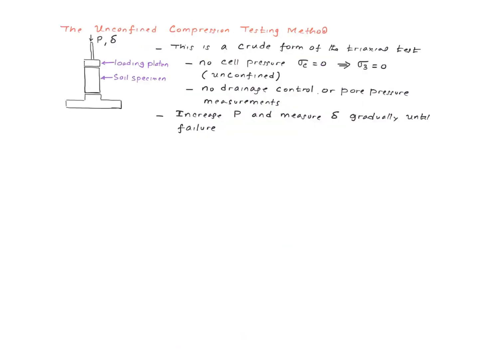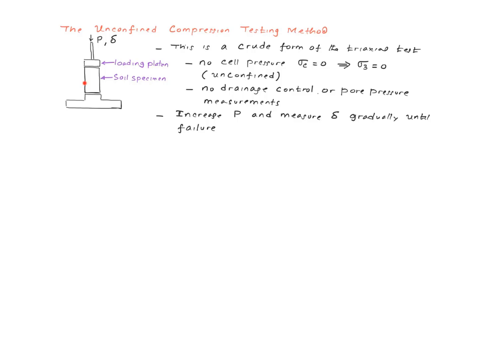Now let's talk about the unconfined compression test. Just to summarize what we talked about in the earlier slide, the specimen is not confined and therefore the total horizontal stress is zero. If the specimen is not already fully saturated, there's no facility to saturate the specimen here. We don't measure the pore pressure change or the volume change. So the test is basically done like you would normally test a specimen of steel or aluminum or something like that. You just increase the vertical load and keep measuring the vertical displacement gradually until failure.